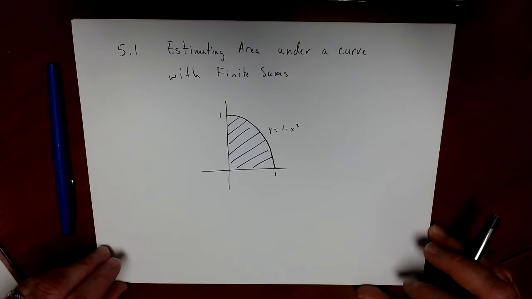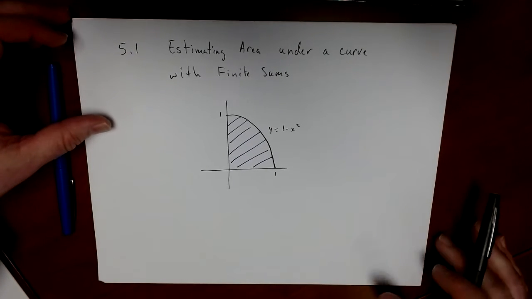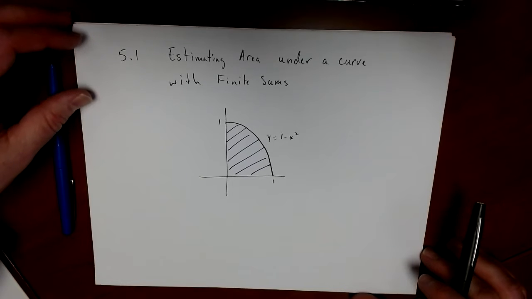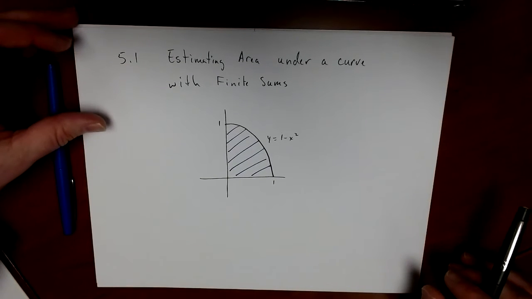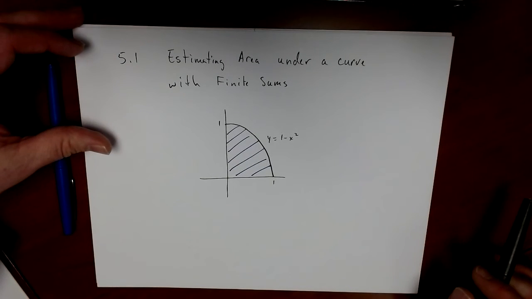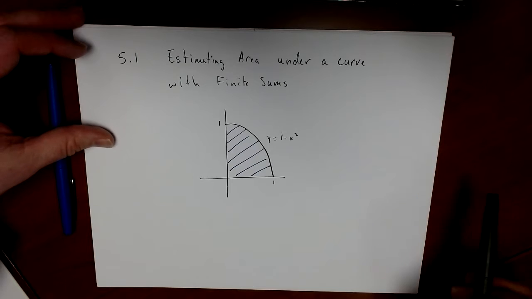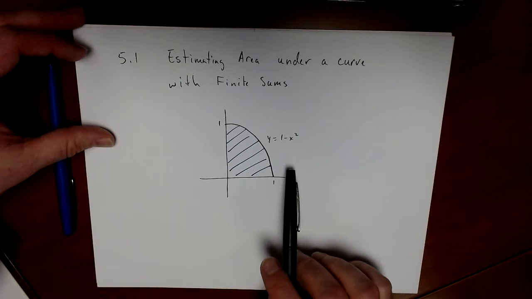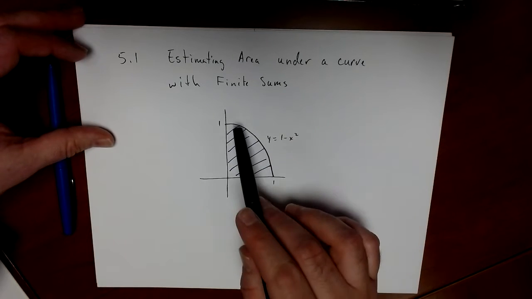Hey guys, this is going to be your 5.1 lecture. 5.1 is a pretty short section that just sets up most of the ideas of the rest of the chapter, this idea of an integral that we're going to get to. So for right now, we're going to estimate the area under a curve.